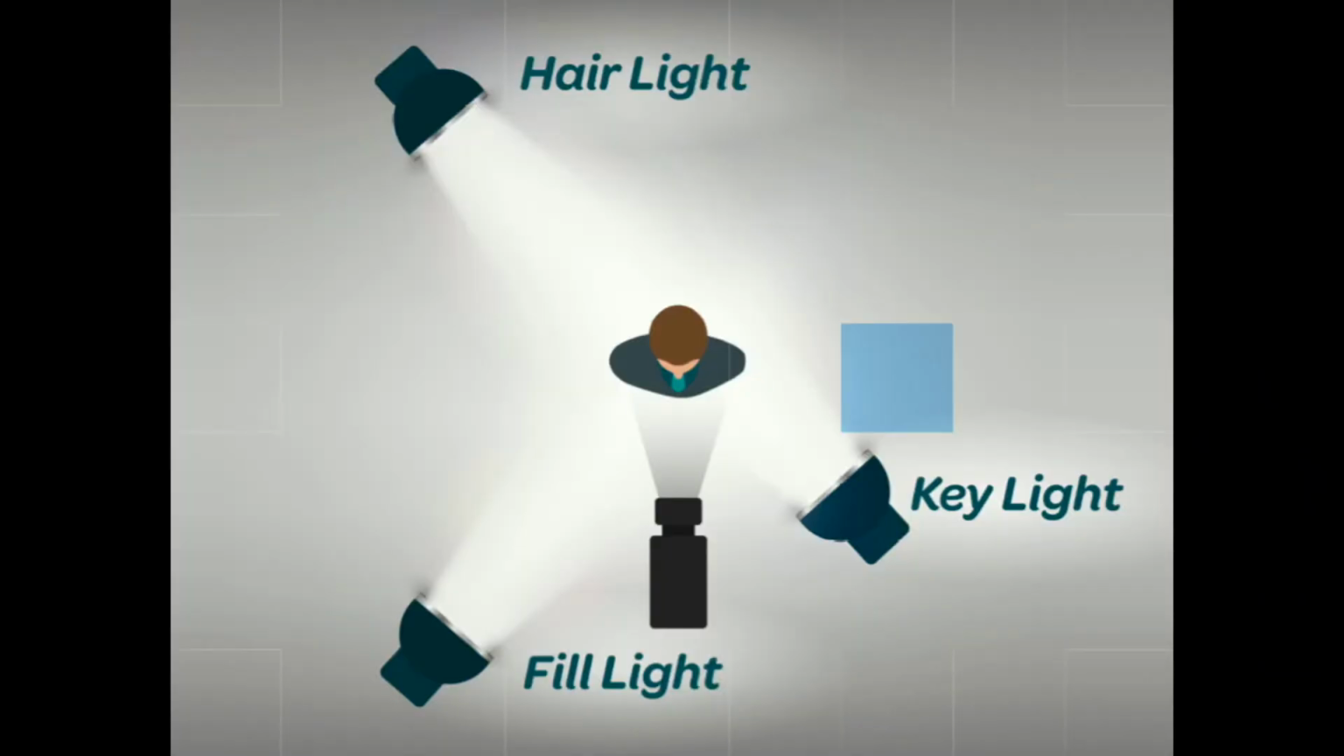So you've got fill light, which is usually above, and that then also is a key light as well, which basically allows you to take off any shadows that are behind you. And then behind you there's normally a hair light.